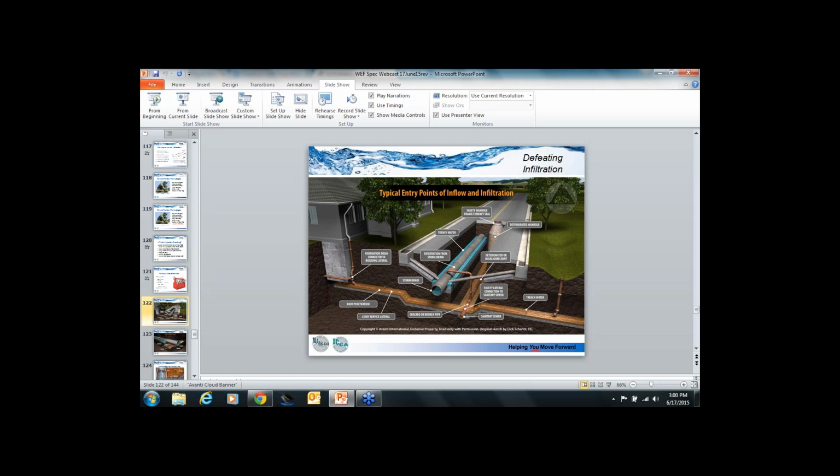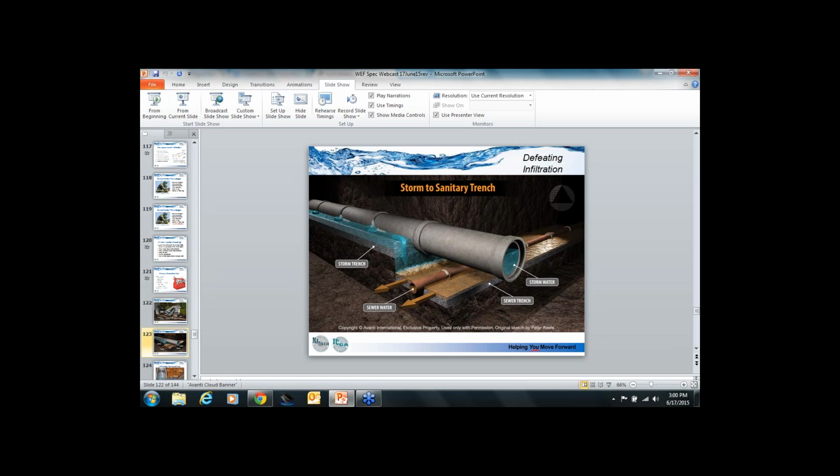Let's go to the target environment. And our underground systems are complex, and there's dozens of opportunities for I&I to occur. And what complicates matters is that the sanitary system rests below the stormwater system.